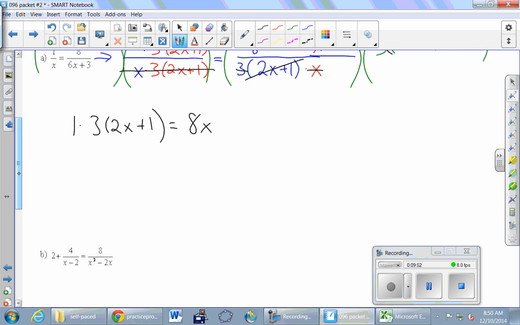Okay, so let's solve this one. So we'll distribute the 3. 6x plus 3 equals 8x. And then we'll subtract the 6x. And then finally, divide by 3 or 2? 2. So we get x equals 3/2.